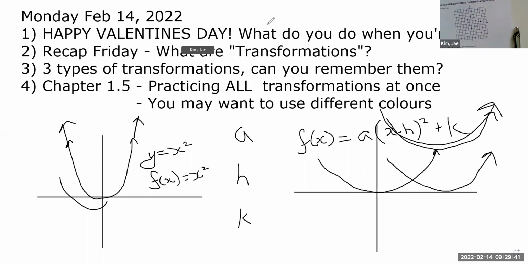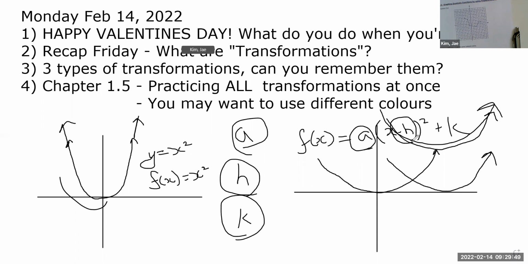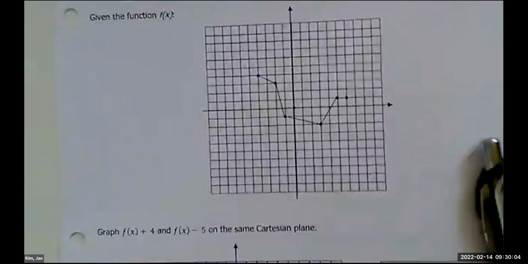So let's take a look. We are going to quickly explore what each of these numbers do. So what happens if there's a number multiplying? What happens if there's a number subtracting? And what happens when there's a number adding? Three different sections. And then we're going to see how we can use that and put it all together in one equation. All right. So here we go.